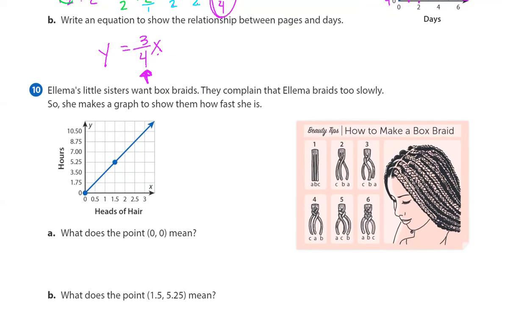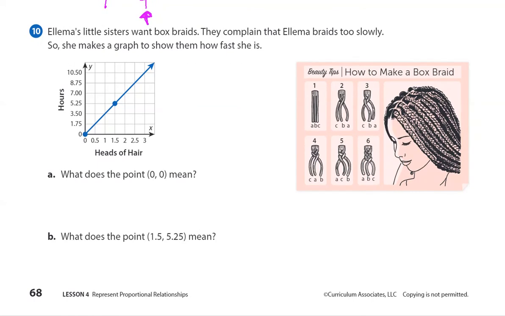Okay, last one here. Alema's little sisters want box braids. They complain that Alema braids too slowly. That would take forever if you do it too slowly. So she makes a graph to show them how fast she is. Well, that'll show them. Let's see.